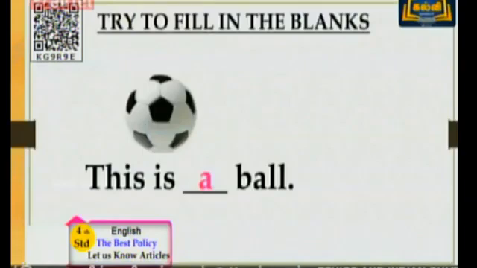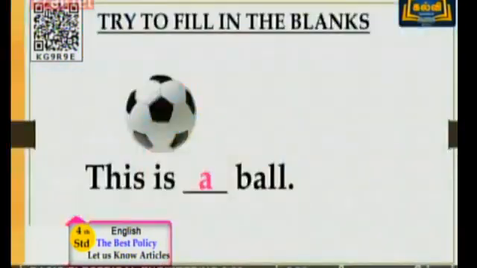Okay, now in this picture, what can you see? What is that? Yes, this is a ball. You're playing there, isn't it? So what is this? This is a ball. We are telling, yeah. So knowing or unknowing, we are telling the sentence correctly as this is a ball.